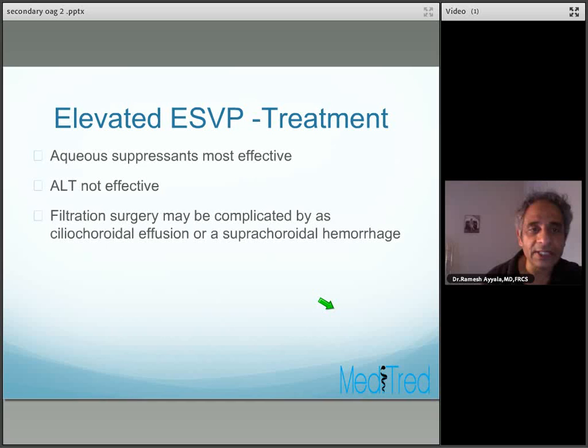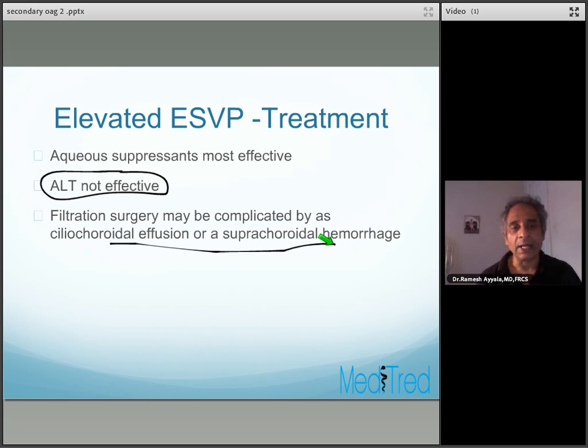Treatment in these cases from the glaucoma point of view: aqueous suppressants are most effective. ALT, again, is not effective in this situation. Filtration surgery may be complicated by ciliochoroidal effusions or suprachoroidal hemorrhage, so you've got to be careful. The particular patient that I talked about, I did a glaucoma drainage device implantation for her, and she has done well in terms of control of intraocular pressure.